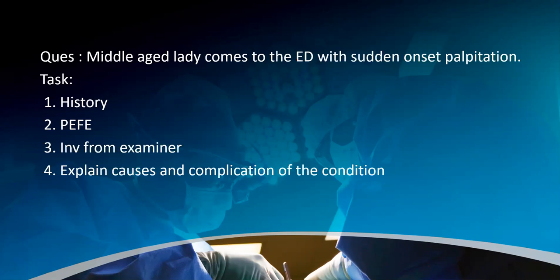Good. Now, atrial fibrillation will come with a similar kind of presentation, that means sudden onset of palpitation. Sometimes their task is like this: history, PE, investigation from the examiner, explain causes and complications of the condition. That's a little bit of a new task. So what could be the cause of this palpitation and what is the complication of your diagnosis?